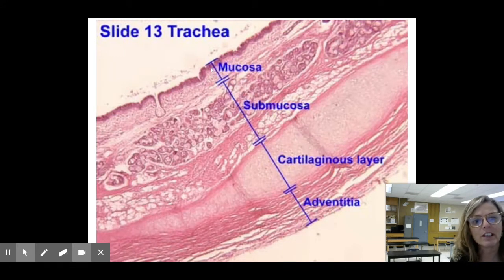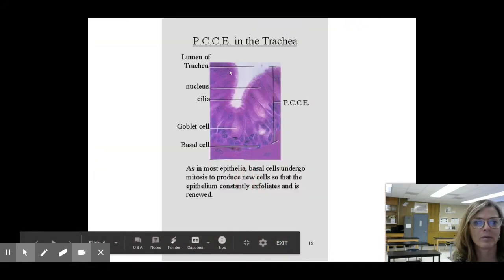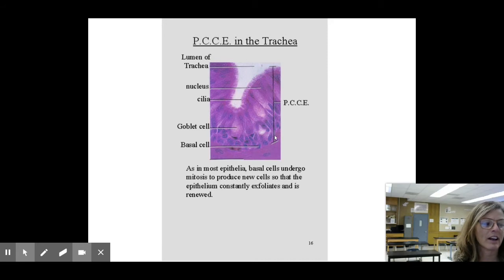The mucosa is referred to the epithelium plus the connective tissue that's right underneath it. And this is a cross-section of the trachea. Submucosa is kind of like the dermis in your body. Sometimes there's smooth muscle in that tissue, and then there's cartilage bands in your trachea that's supported as well. Here's a closer photomicrograph showing the pseudostratified ciliated epithelium that you guys learned about a little bit in chapter 3.